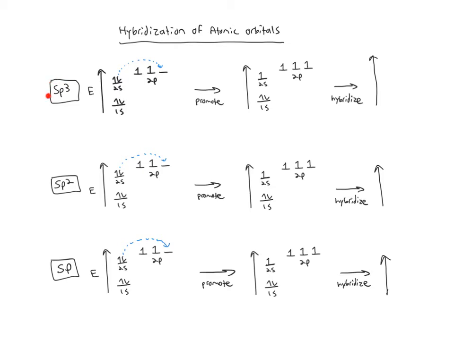So for sp3 hybridization, what that means is that this 2s orbital here in that second energy level is going to end up combining with all 3 p orbitals. How we can show that is with a little dashed line showing that these are all combining together. And what's going to happen? We're still going to have this 1s orbital down here with its electrons. Nothing really happened with that one.